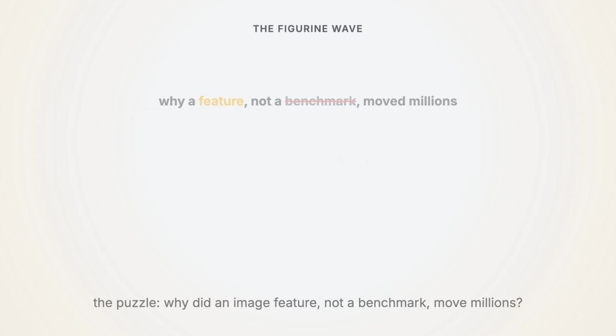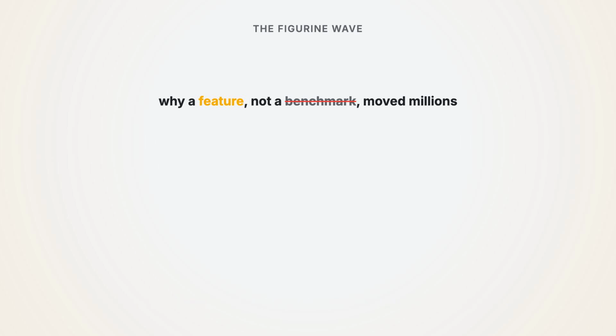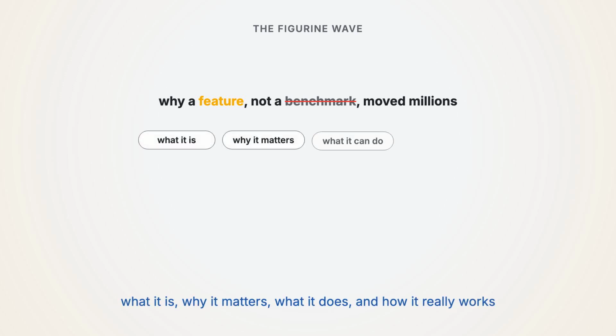So here is the puzzle this whole video is about. Why did a creative image feature, not a benchmark score, move millions of people in a single week? And what is actually happening inside the machine when you talk to a picture and it changes? That is the story. What this thing is, why it matters beyond one trend, what it can do, and the part most explainers skip: how it really works.